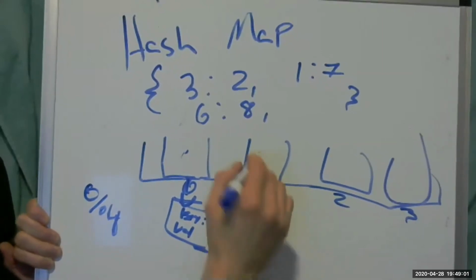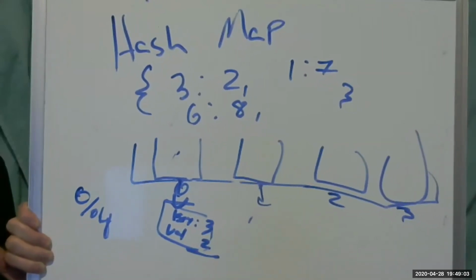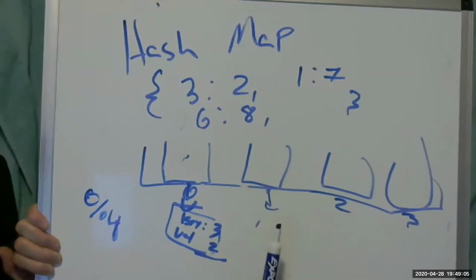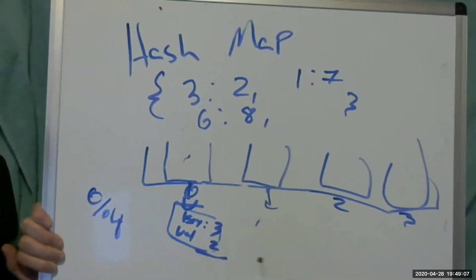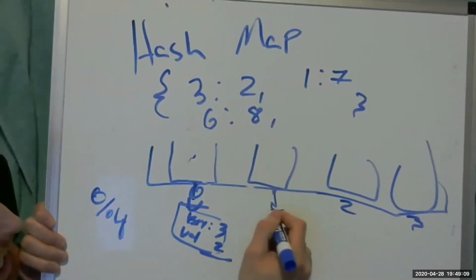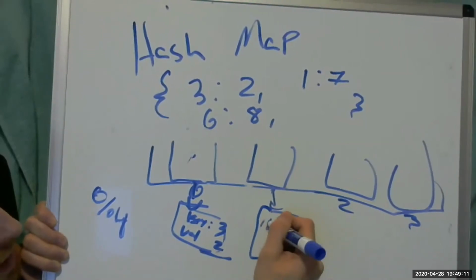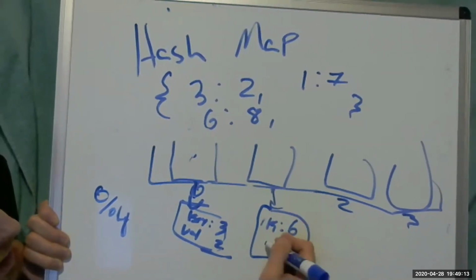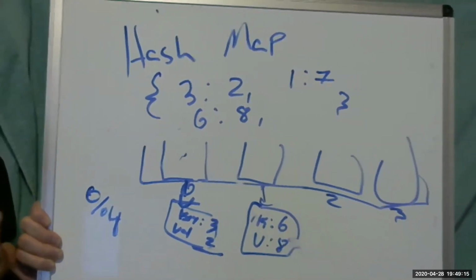And so we have to check this linked list: hey, is our 6 already in here? Because if it is, we want to reassign it. Otherwise, we're going to add this new node here where our key is 6 and our value is 8. And this can keep happening.